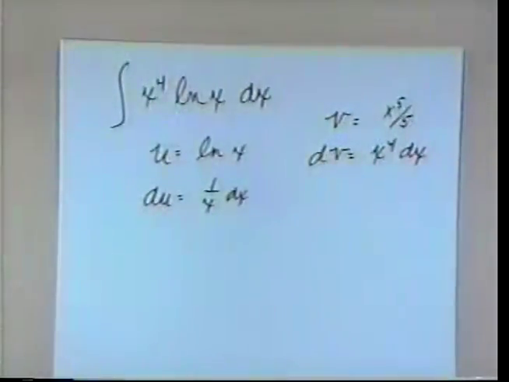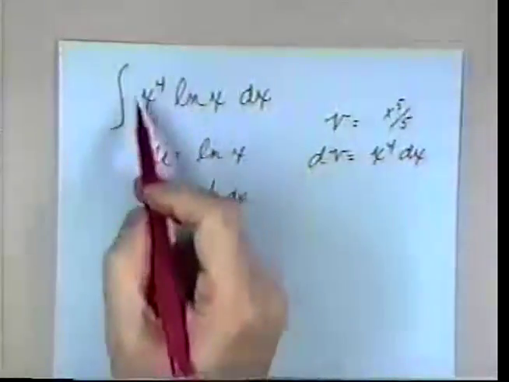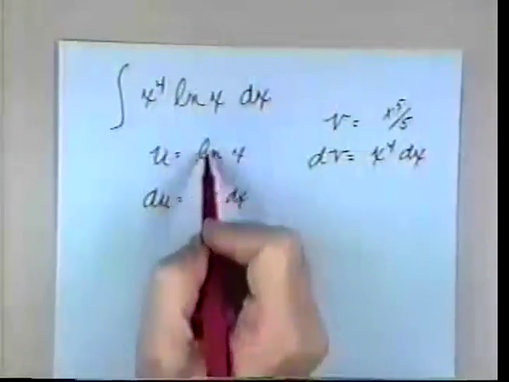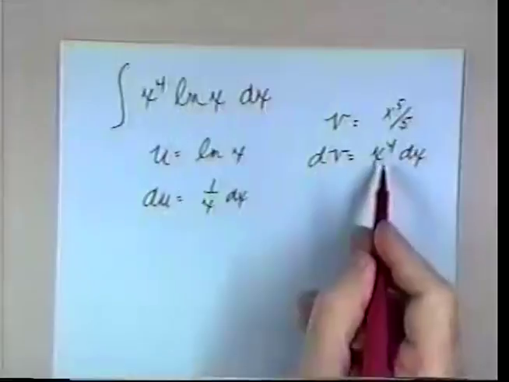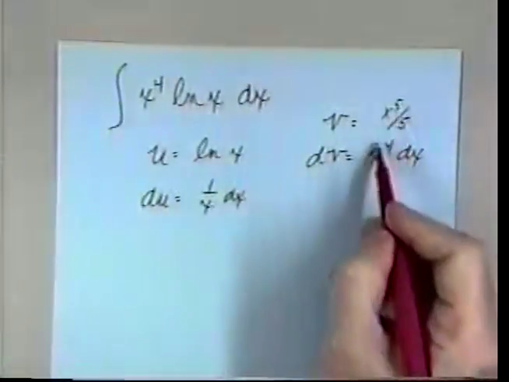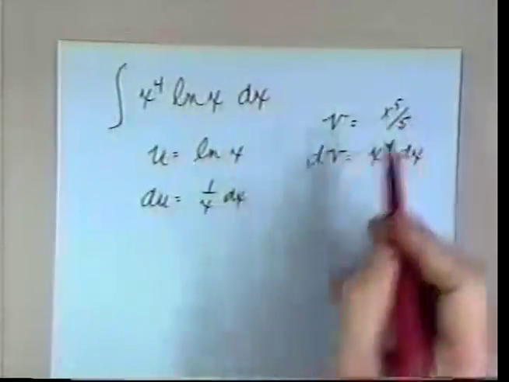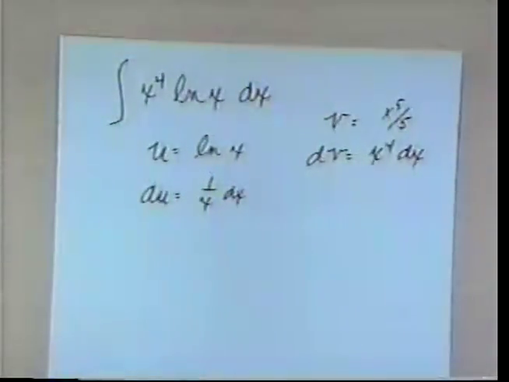Okay. The first thing we did then is we chose the u and the v. I let u be the natural log of x. I have the log function, I have the algebraic function. I let the natural log of x be the u function. Once I selected that, of course, that left the dv to be the x to the fourth dx. Took the antiderivative here, add 1 divided by the new exponent. Took the derivative here. Remember, the derivative of the log of x is 1 over x dx.